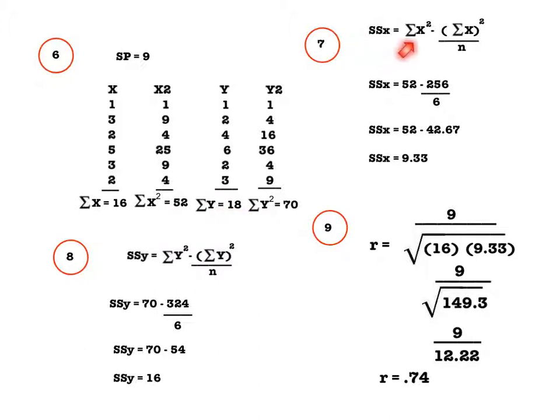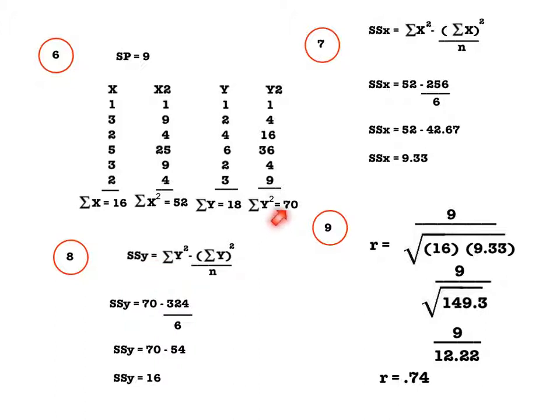Here's the formula for sum of squares. So the sum of the squared x values minus the sum of x squared divided by n. The same formula will be applied to the y values. So first, the sum of squares for x, we take 52, that's the first term. The sum of x is going to be 16, but you square it, that gives you 256, and you divide by n, which is 6. That gives a sum of squares for the x observations of 9.33.